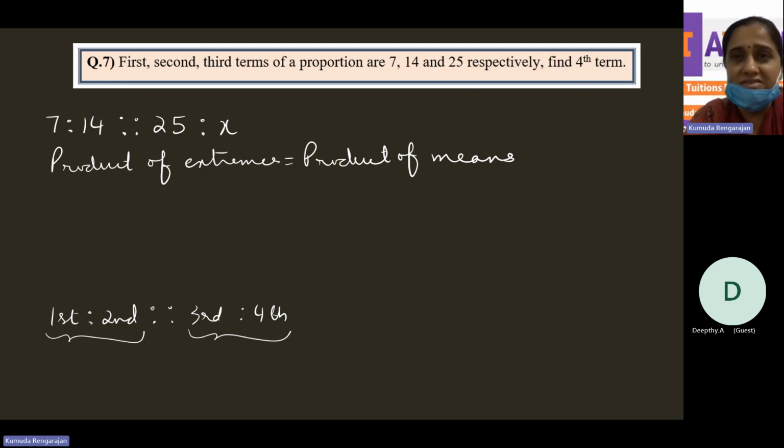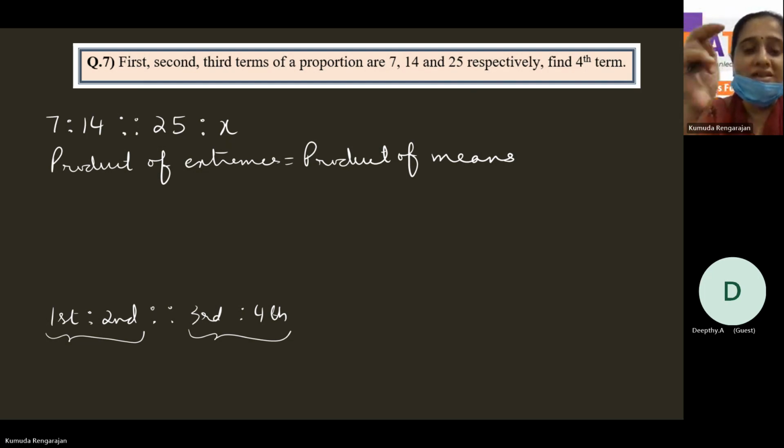Tell me, Tanya, which are the extremes? The first quantity and the fourth quantity, or the first term and the fourth term, are the extremes. Which are the means? The second and third are the means. What do you mean by product of extremes? You said extremes are first and fourth, so you should multiply them. It is equal to the product of means, so you should multiply them as well.